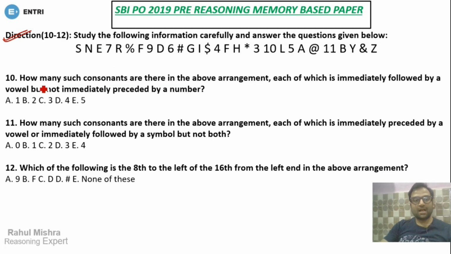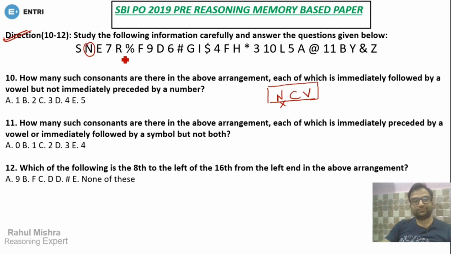So the question number 10. How many such consonants are there in the above arrangement, each of which is immediately followed by a vowel but not immediately preceded by a number? So just after the consonant, a vowel must be there, and before the consonant, a number should not be there. So this should be the pattern. So how can we solve it? We have to first pick the consonant. So the consonant is N. Just after the consonant, a vowel is there, and just before the consonant, there is no number. So this is one consonant which is following this pattern.